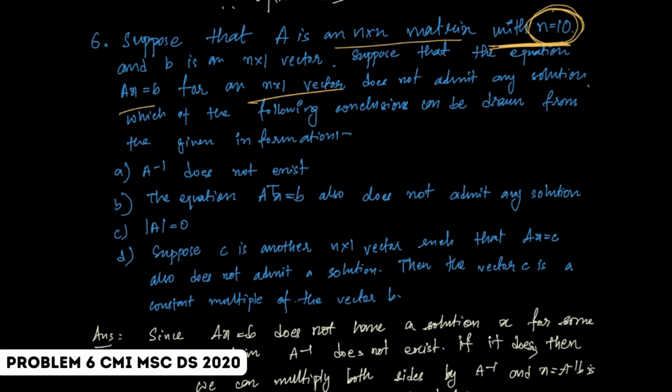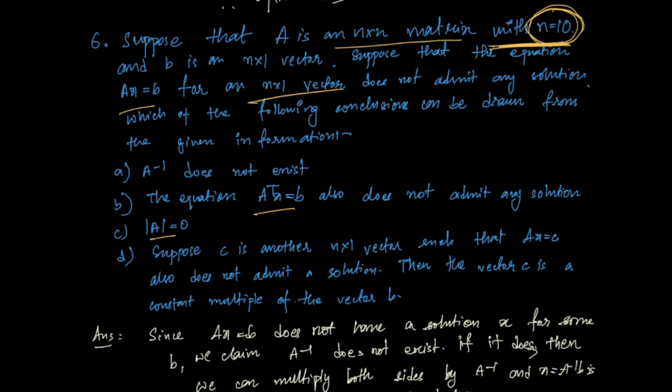First one is that A inverse does not exist. Second one says that the equation A transpose X equal to B also does not admit any solution. The third one says that determinant of A is 0. And the fourth one says that suppose there is another C for which again Ax equal to C does not admit a solution. So it basically says that Ax equal to B does not admit a solution X, and Ax equal to C also does not admit a solution X. Then B and C must be a constant multiple of each other. That is, it basically claims that C is a constant multiple of B. So we need to verify which of these four conclusions hold, right?